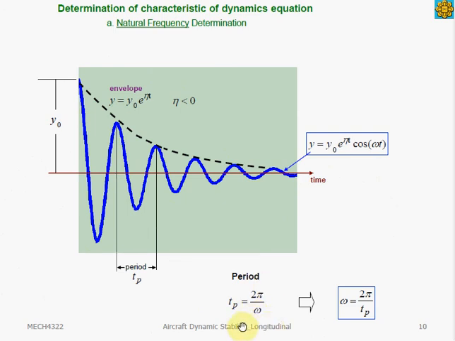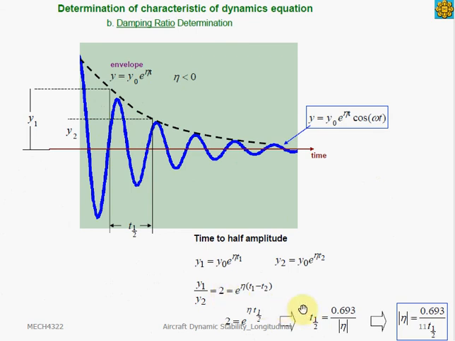From this equation, we can see that the frequency, which is the damped frequency, can be obtained from the period of the response. Period is essentially the time it takes to complete one oscillation. From this graph, we just take the time between one peak to another peak of the oscillation.